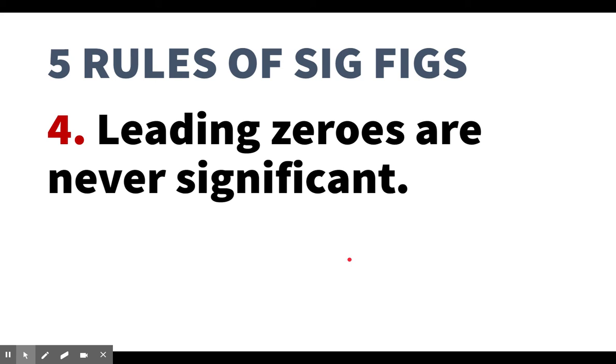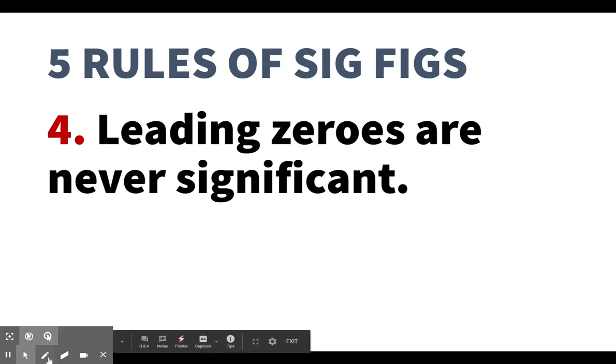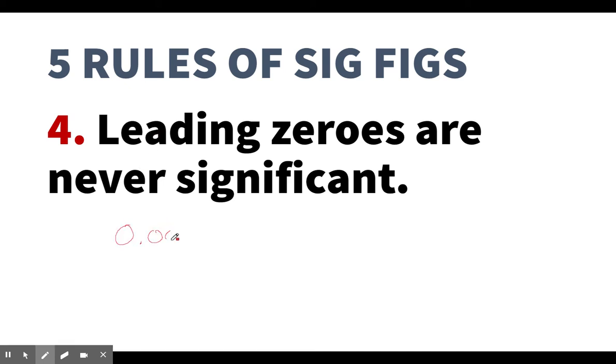The type of zeros that we haven't talked about yet are leading zeros, meaning zeros that occur at the beginning of a number before any non-zero digits. They are never significant, even if there's a decimal in the number. For example, let's say we had the number 0.0072. Looking at this number, the 7 and the 2 are, of course, significant. These leading zeros are not, right? These are zeros at the beginning of a number. They are what we call placeholder zeros. They're not significant. So this only has 2 sig figs.